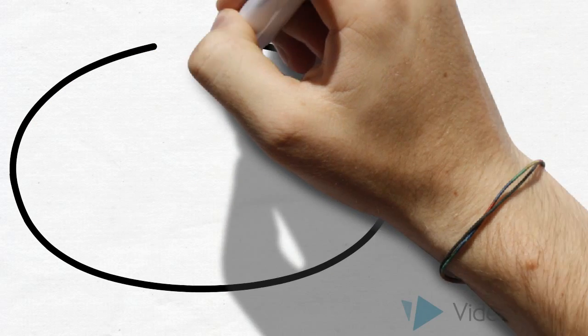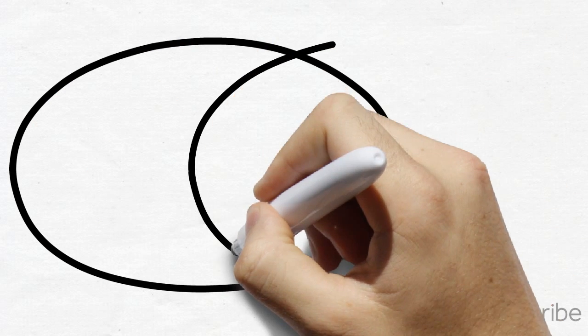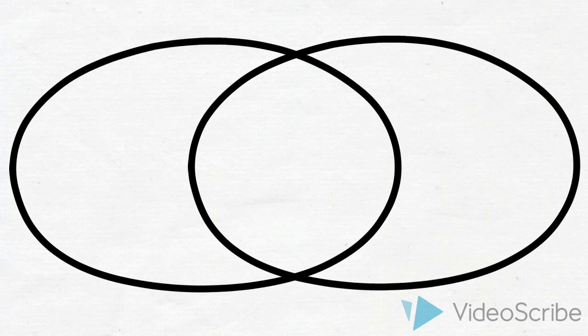This is an example of a Venn diagram being used in an ELA class to compare and contrast poetry and prose.